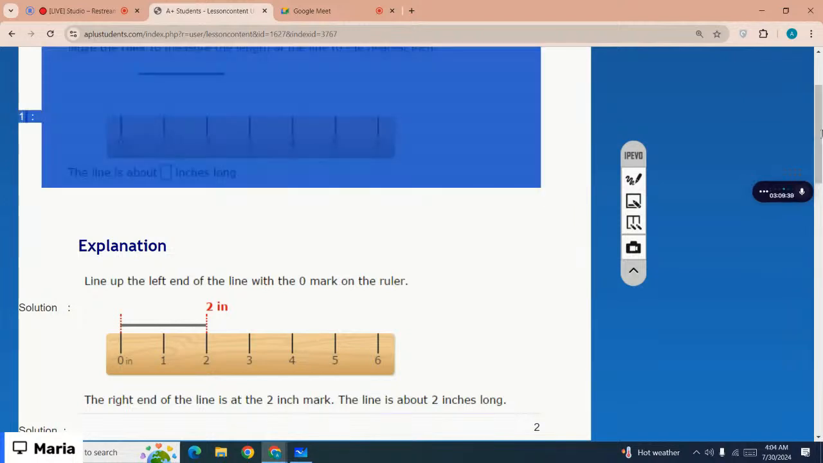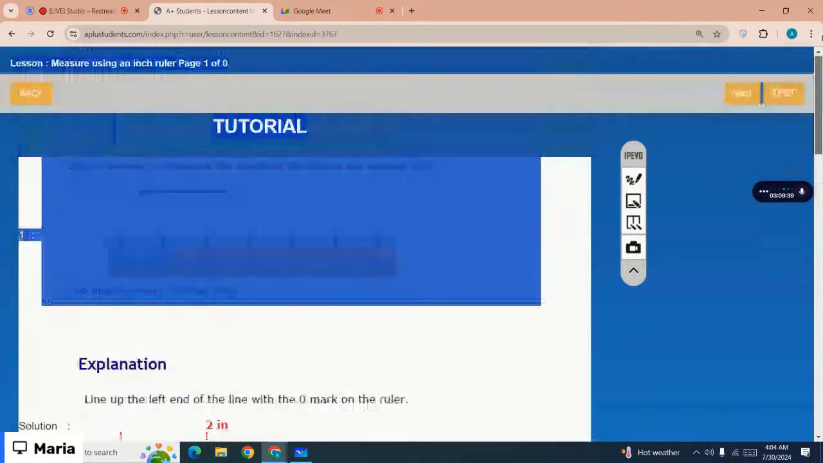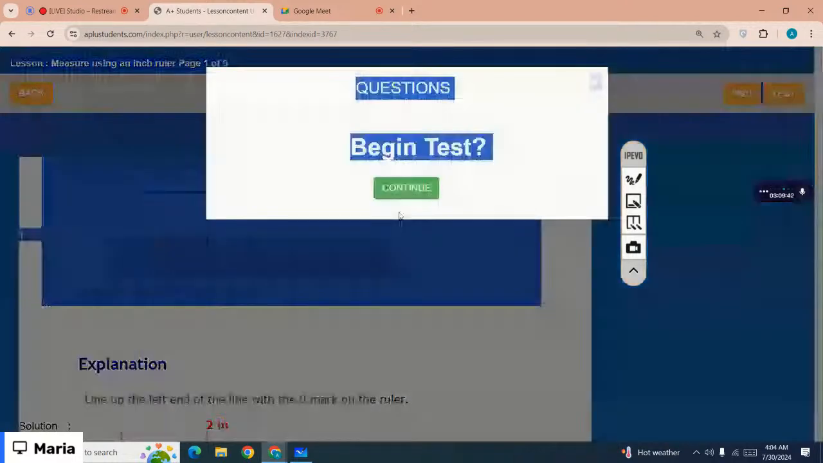So you can use your ruler at home to make lines in the notebook and learn how to measure them.